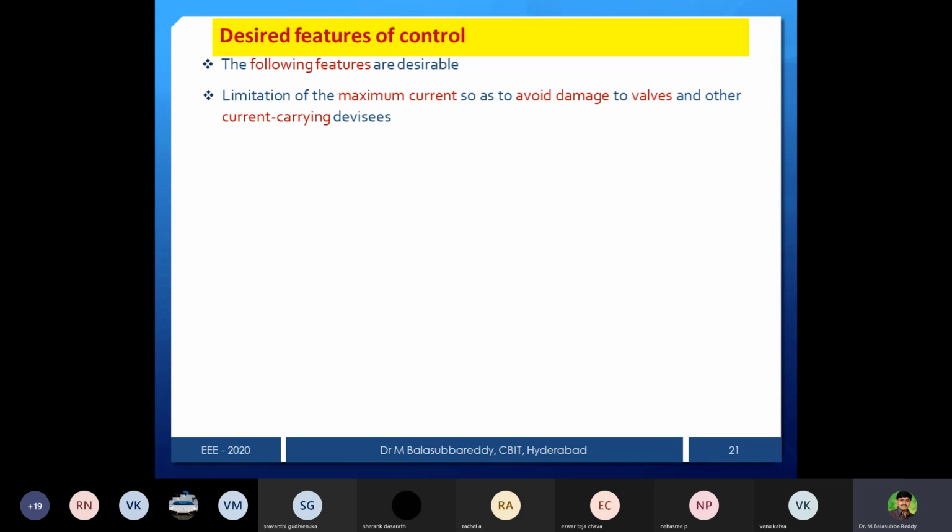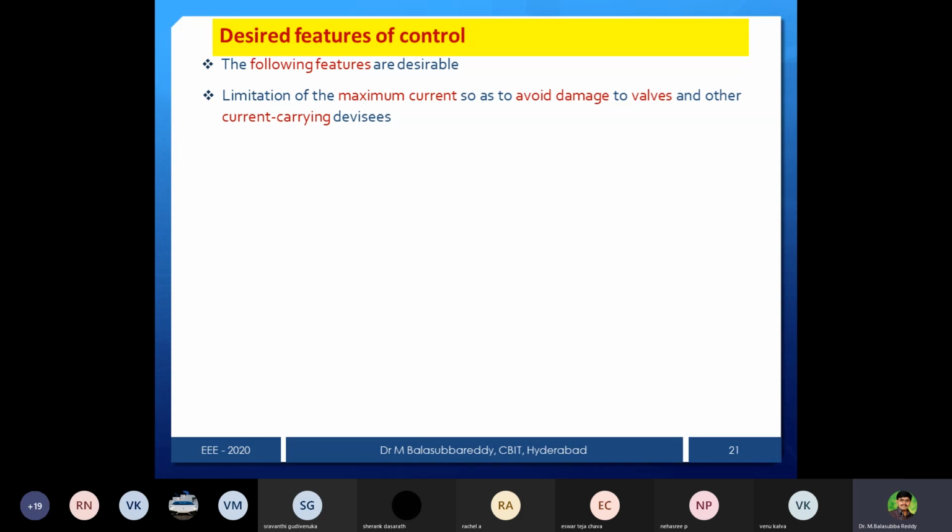That is why you set a maximum current to avoid damage to the valves and other current carrying devices, because in a system there are not only valves, there may be protective devices also. In general, forget about HVDC, any equipment in a power electronics controller, whether it is a rectifier, inverter or chopper, if a device is there in a circuit, there is a main switch, but in addition a lot of components are also involved in it.